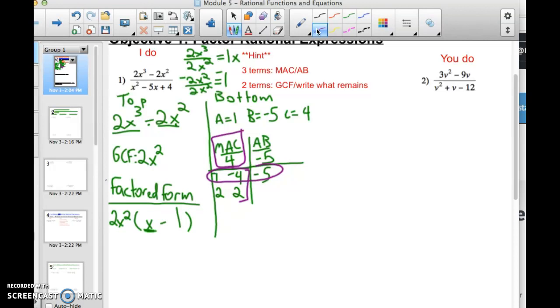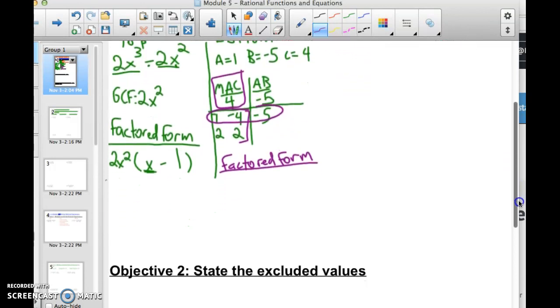So factored form for the bottom is, if you remember, it becomes 2 binomials. The variables were x's, so each binomial gets an x. And then it is a negative 1, so it's x minus 1. And it's a negative 4, so it's x minus 4. And I am done. I've factored the numerator and the denominator, all right?